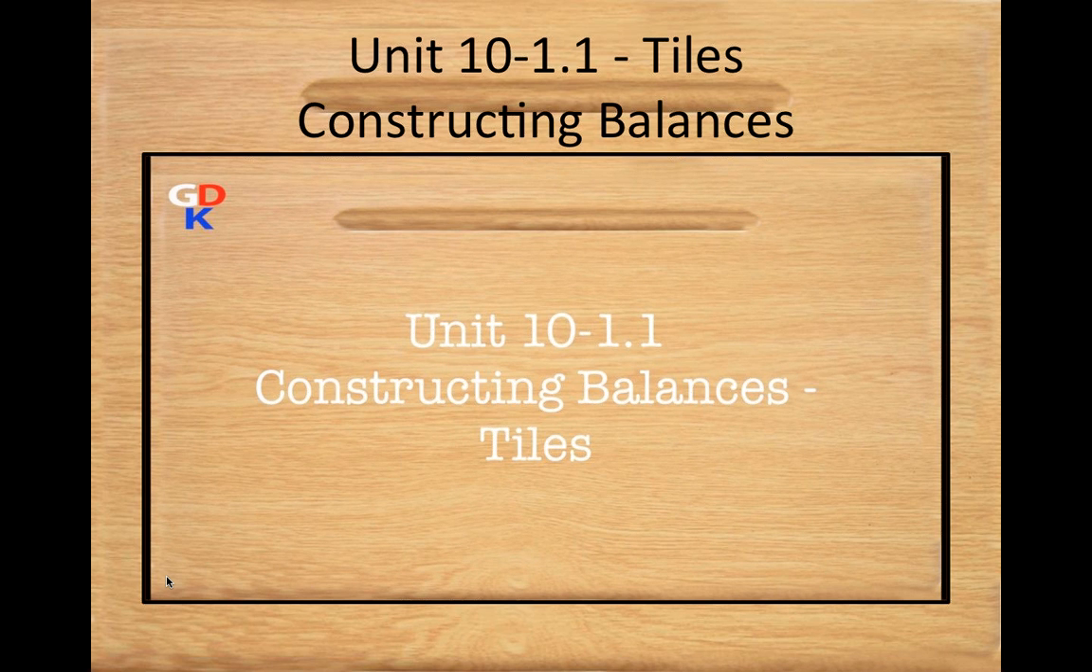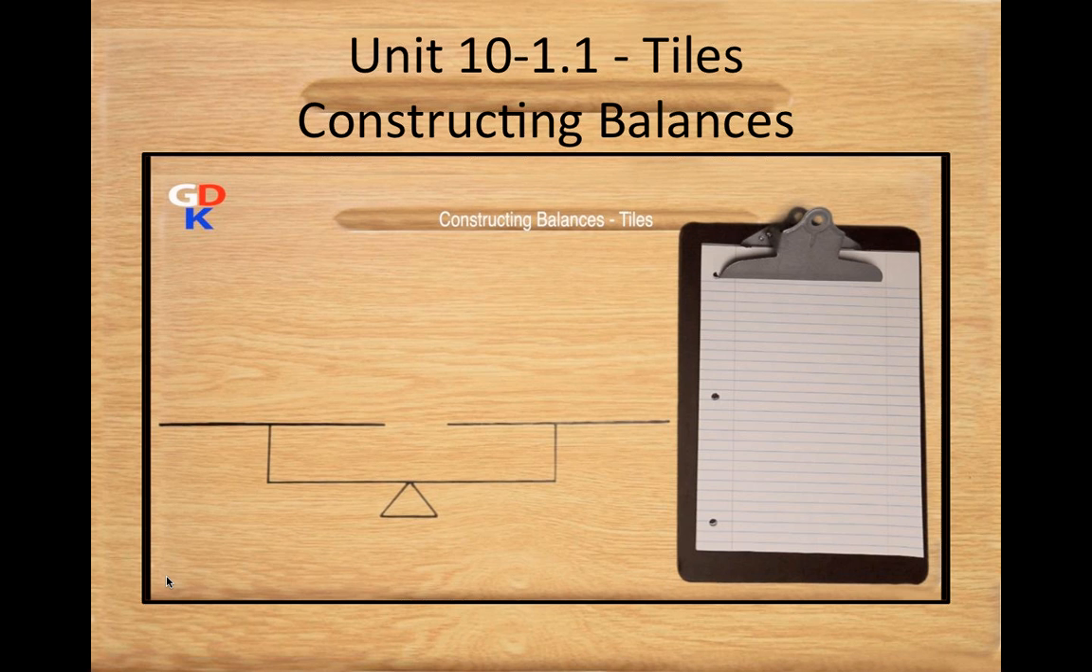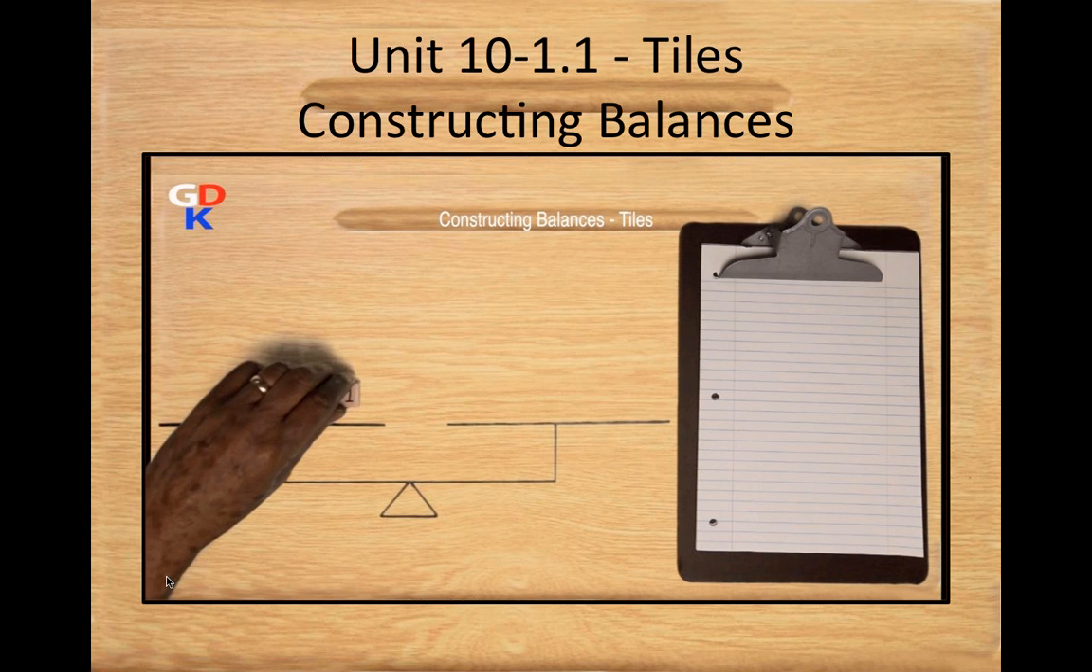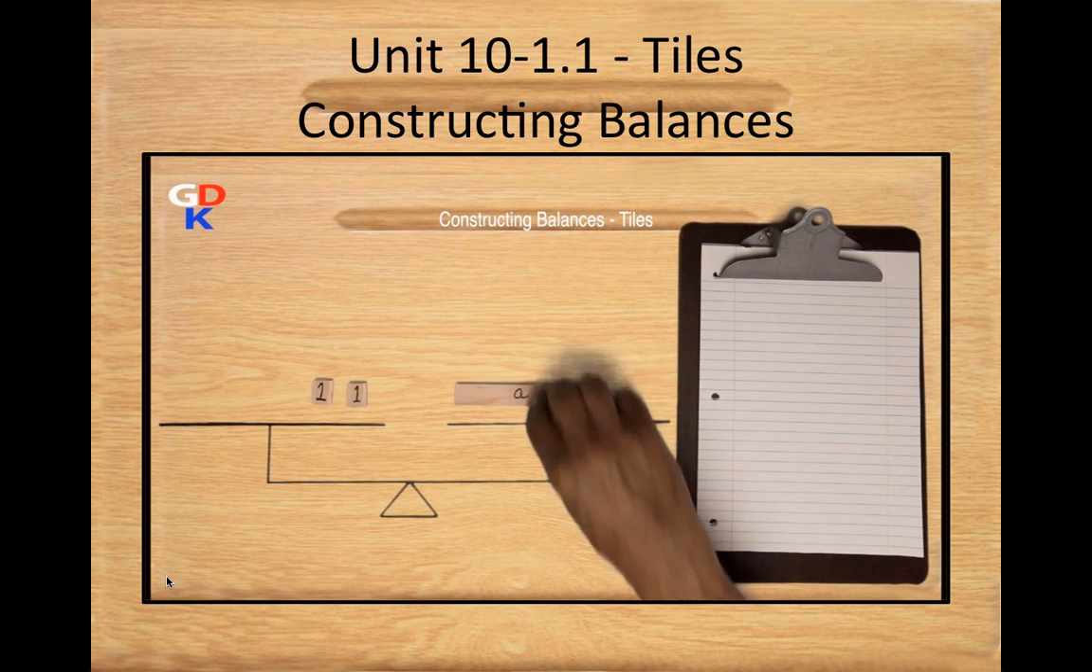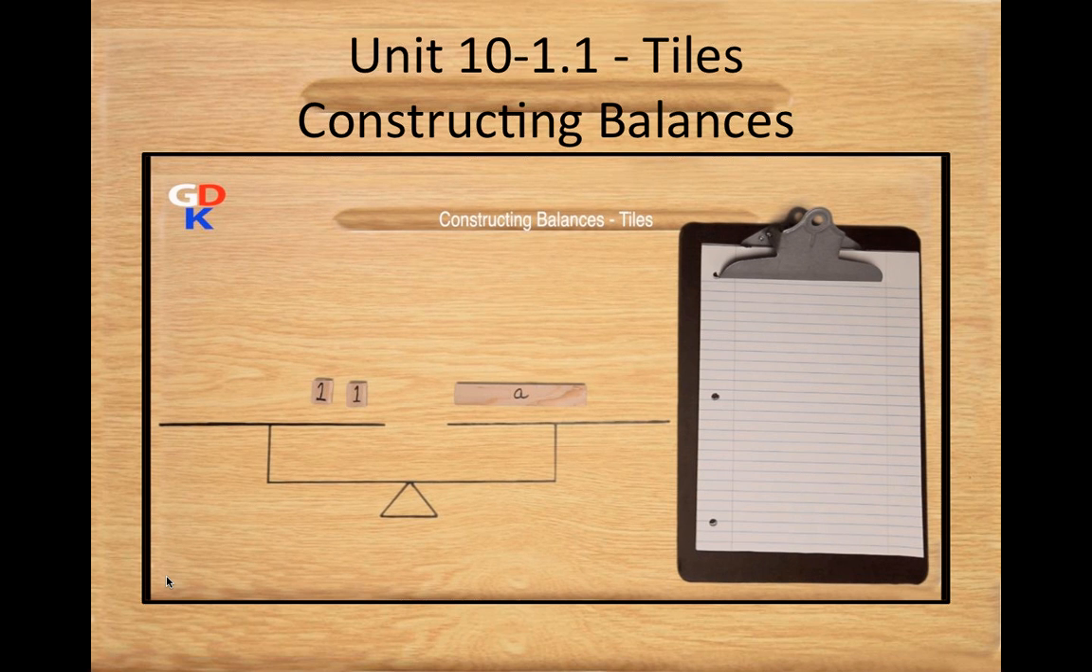We're going to talk about a balance scale and how we can balance things in algebra. Now here I have a balance scale, and on the left-hand side, I am going to balance 2 1s. And on the right-hand side of the balance, I'm going to balance that with an A. And I'm going to assume that 2 1s balances 1A. Now, I can add anything I want to each side of the balance as long as I add the same thing to each side of the balance.